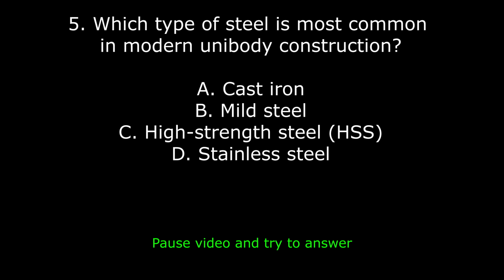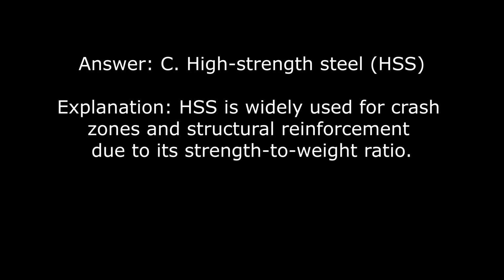5. Which type of steel is most common in modern unibody construction? A. Cast iron. B. Mild steel. C. High-strength steel, HSS. D. Stainless steel. Answer: C. High-strength steel, HSS. Explanation: HSS is widely used for crash zones and structural reinforcement due to its strength-to-weight ratio.